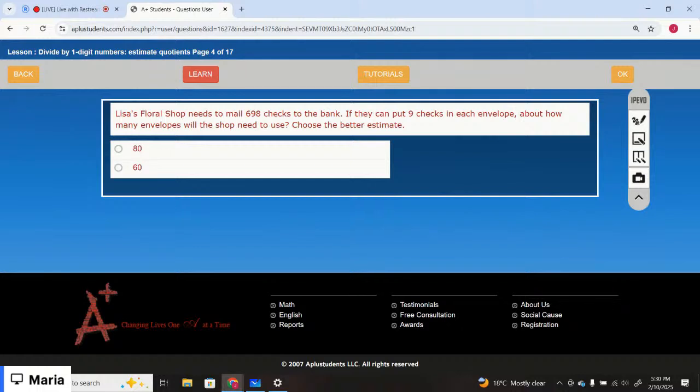Lisa's floral shop needs to mail 698 checks to the bank. If they can put 9 checks in each envelope, about how many envelopes will the shop need to use? Choose the better estimate.